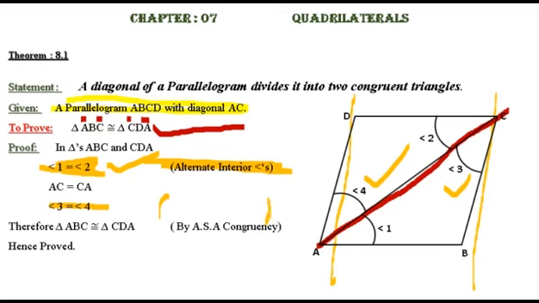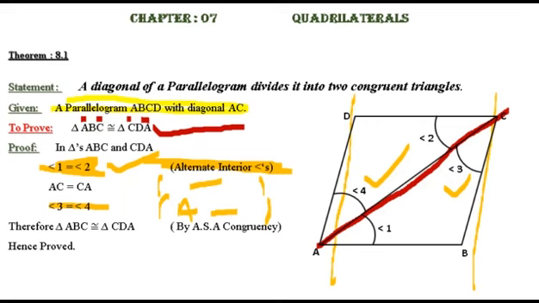You will mention the reason yourself. Here you will mention alternate interior angles, and here for AC equals CA you will mention it as common. I forgot to mention the reasons over there. You will write down the reasons yourself. Here you will write common and here alternate interior angles.